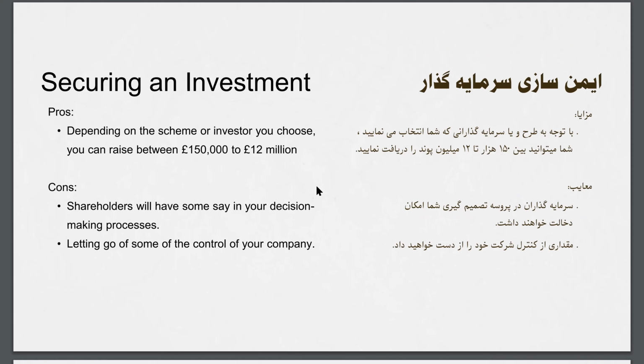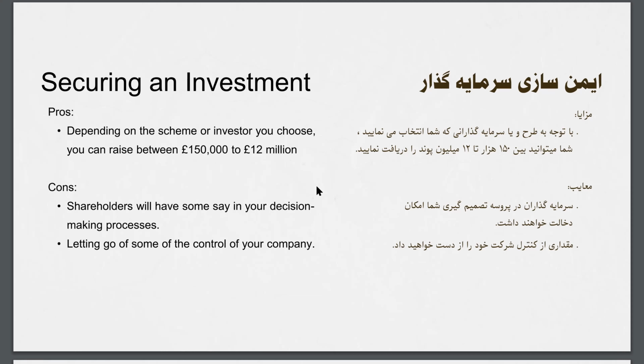And for securing investment, the pros of this are that, depending on the scheme or investor you choose, you could raise between 150,000 pounds and 12 million pounds. A con of this is that your shareholders will have some say in your decision-making process.